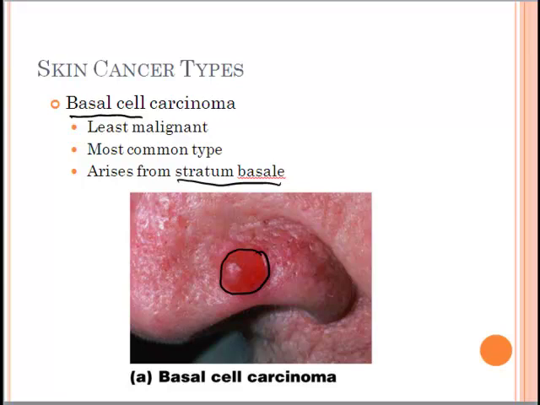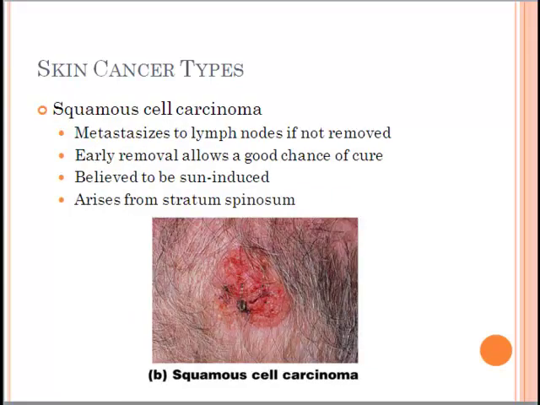Okay, the next type is squamous cell carcinoma. Remember, we talked about squamous. Squamous means a flattened cell. This is a type of carcinoma. This type of skin cancer can metastasize and move throughout the body. But if you get in here early and remove it, there's a good chance that it can heal. This is often caused by the sun, as well as the basal cell carcinoma that we just saw. Those are caused by sun, which is why they're called sunspots.